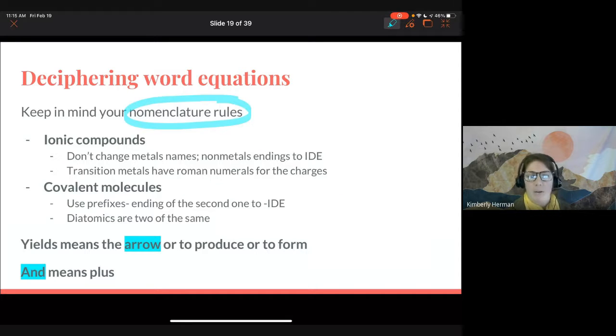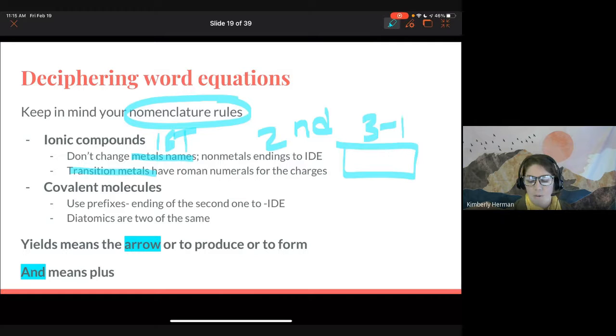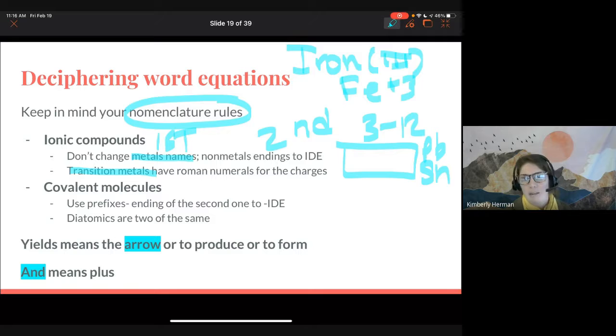If it's an ionic compound, remember we're not going to change the metal, aka the first name, but we're going to change the non-metal, the second one's ending, to IDE, unless it is a polyatomic. Remember, they have a set name. Because we're starting out deciphering these equations, you probably won't see a polyatomic. Transition metals are the ones in groups 3 to 12, plus lead and tin. We use Roman numerals for the charges. So if you see iron(III), it would be Fe plus 3, but remember we're starting with the basics, so we might not have these more complicated ones.